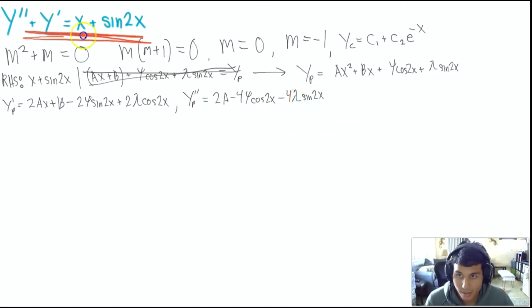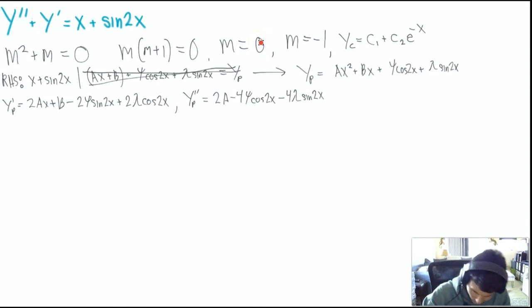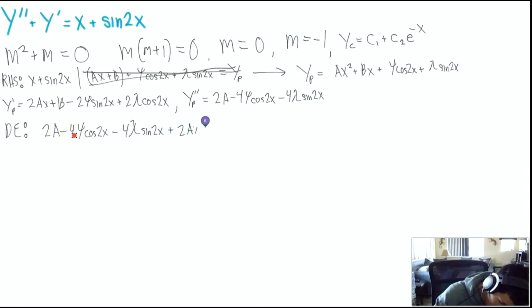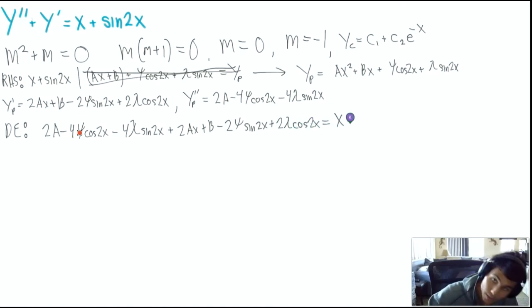Let's use these to recreate this right here. So our DE is what? 2a minus 4 phi cosine 2x minus 4 lambda sine 2x plus this right here, which is plus 2ax plus b minus 2 phi sine 2x plus 2 lambda cosine 2x, and that is all equal to x plus sine 2x.